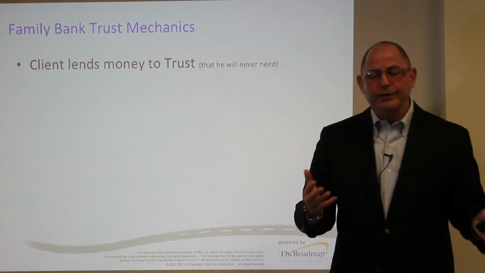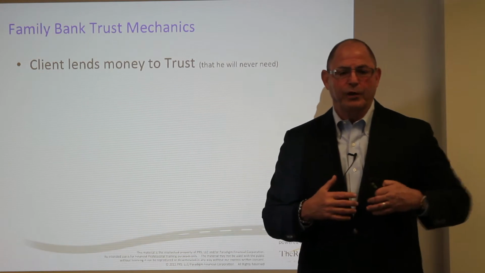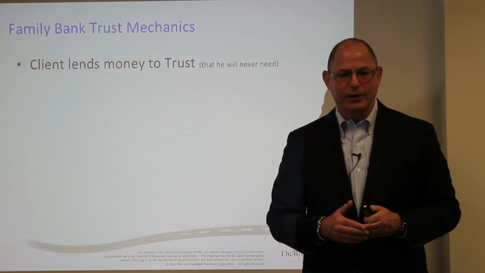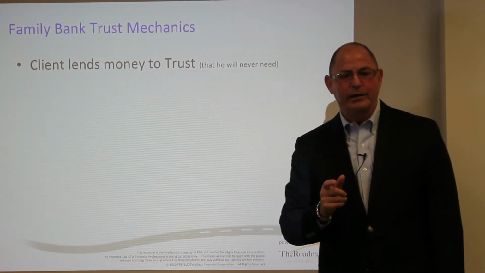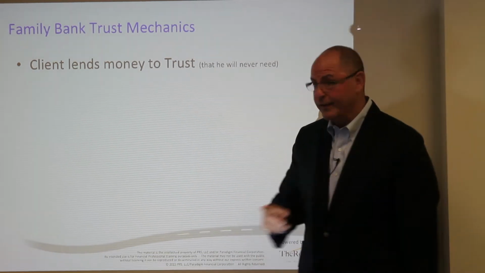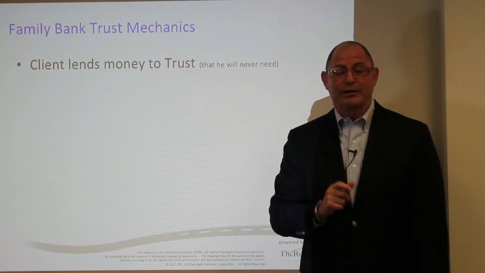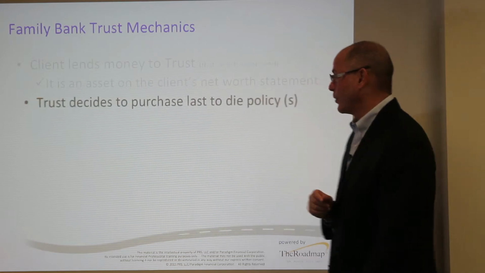We like to call it the family bank trust. So if your client's name was Johnson, say, Mr. Johnson, I want to show you how we're going to create the Johnson Family Bank Trust. Essentially, the client is going to lend some amount of the excess capital to the trust. Not gift, lend. It's still an asset that the client has. He still has access to this money. It's on his net worth statement.